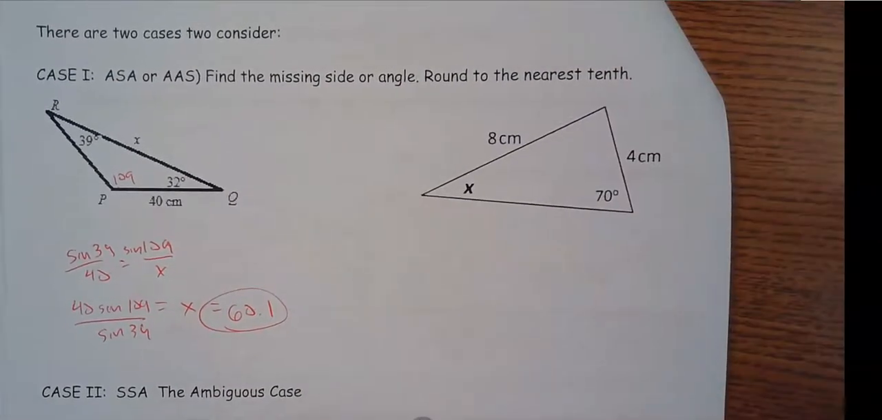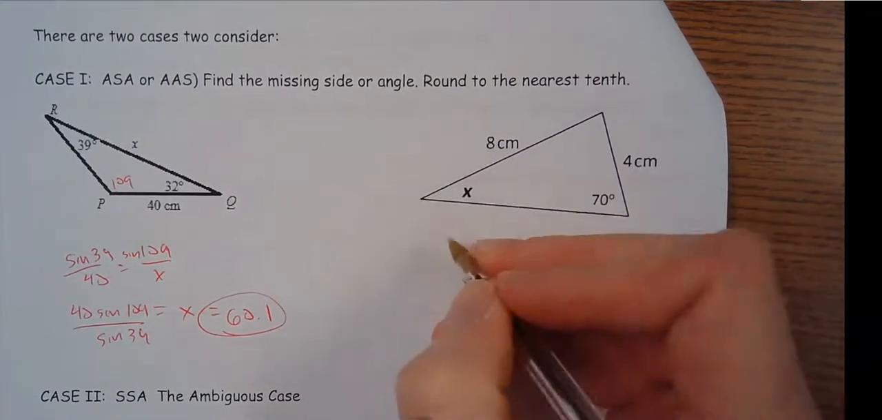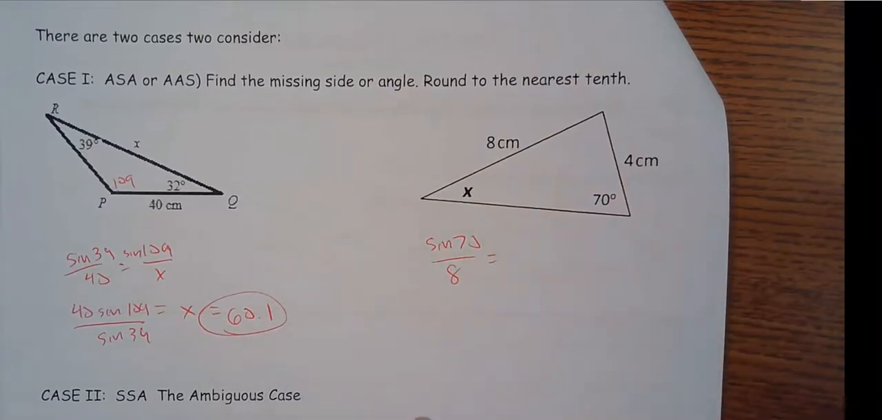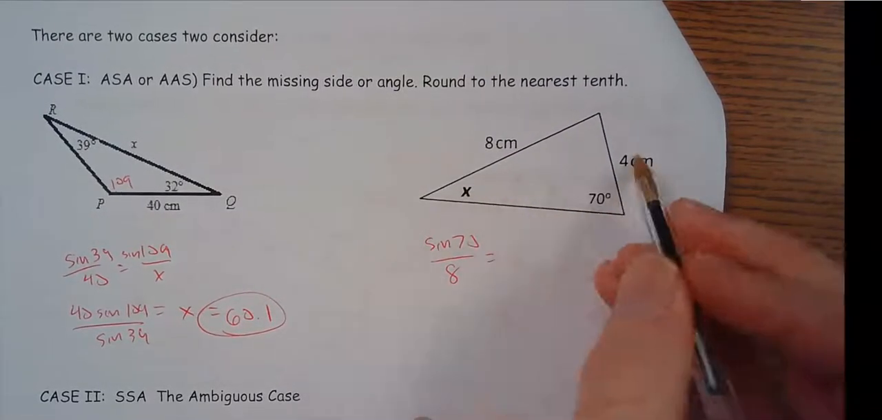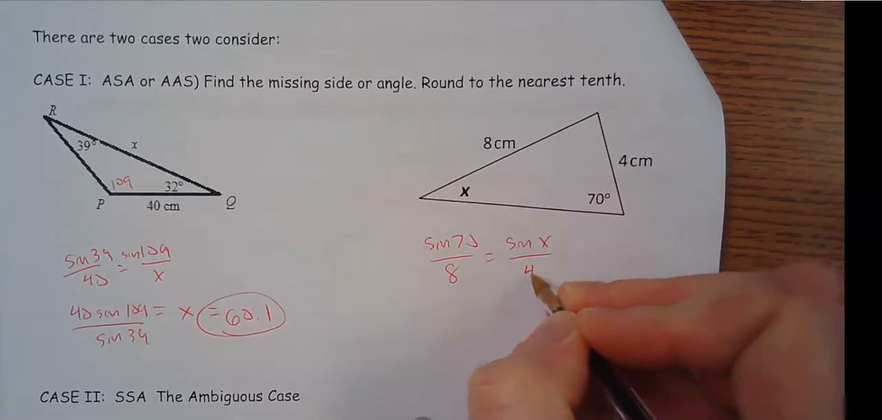Over here, I need to have an angle and its opposite side. So these two right here I know. So I'm going to write that proportion first. So sine 70 over 8. And then the ones I want is here. Well, I know one of them, so I just need to find x, so sine of x over 4.